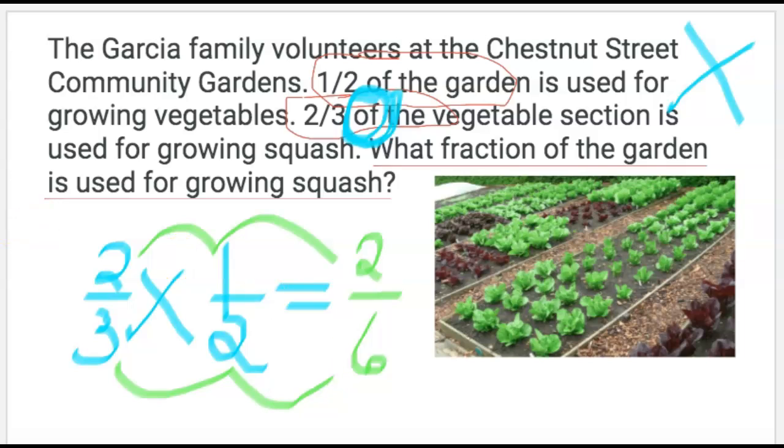You have 2/6. Then you're going to have to put 2/6 into simplest form, and I know that it's not in simplest form because they're both even. So I know that 2 divided by 2 is 1, and 6 divided by 2 is 3. So 2/6 is also 1/3 of that garden.